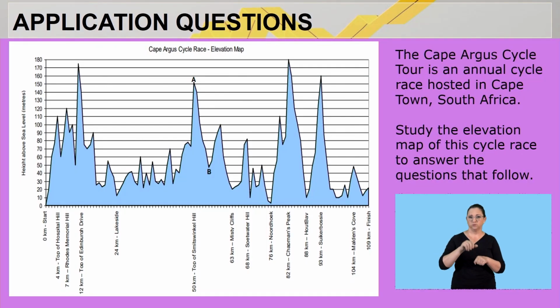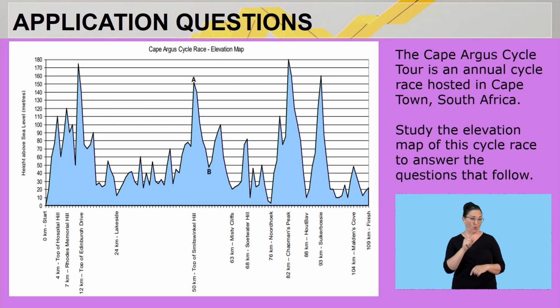Let us now look at an elevation map. Okay, so the question at hand says the following. The Cape Argus Cycle Tour is an annual cycle race hosted in Cape Town, South Africa. Study the elevation map of this cycle race to answer the questions that follow. Now let's do exactly that.